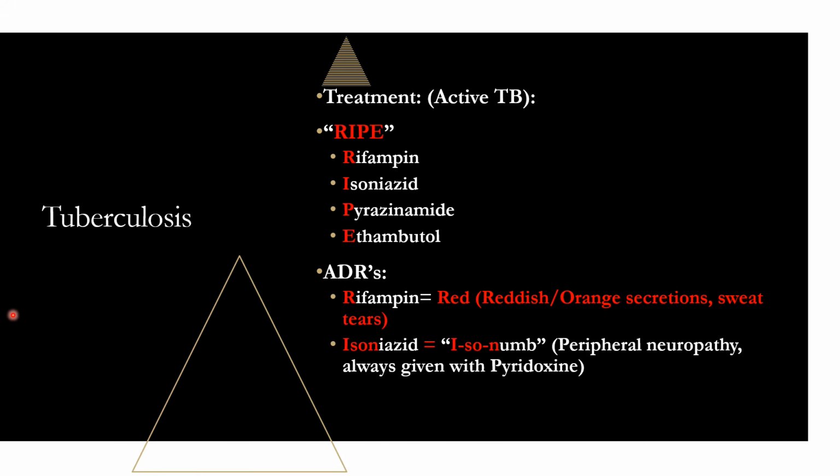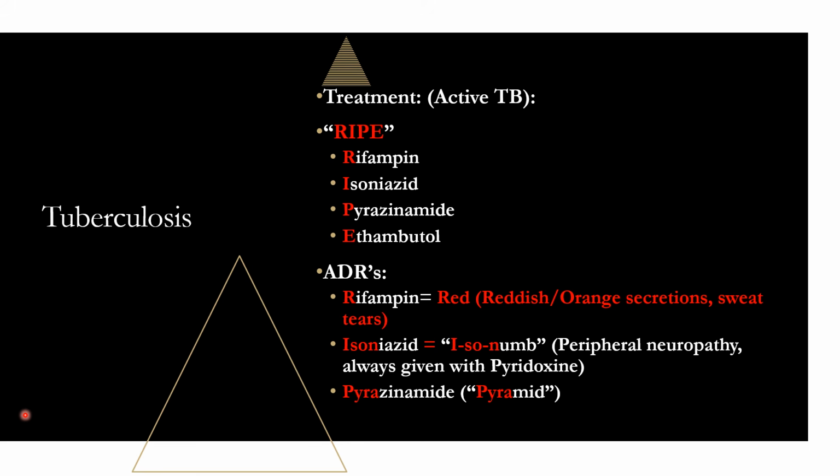Next one is isoniazid. Instead of isoniazid, I remember isonum. Isoniazid, isonum. That's because, why am I so numb? It's because I have peripheral neuropathy. It's one of the main ADRs of isoniazid, and it can be prevented by taking this medication with pyridoxine, which is B6. So remember that. You should never take isoniazid without pyridoxine. B6, have to take them both together. You're never going to see them apart. So they may ask you a question about that too. If a patient's taking isoniazid, what else should be taken with it? Pyridoxine. Absolutely have to remember that. Otherwise, there's a much higher risk of peripheral neuropathy. So isoniazid, isonum, because I have peripheral neuropathy.